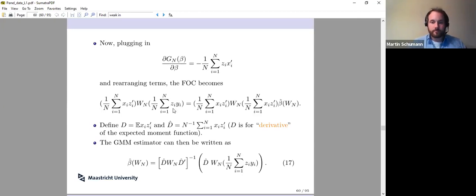Okay, now we can write the GMM estimator in the following short way. So we have D hat times Wn times D hat prime, of that the inverse. So basically we're solving for beta hat here, right? So you simply take all that stuff here with an inverse to the other side, and this is what you get. Yeah? I hope you can see this.